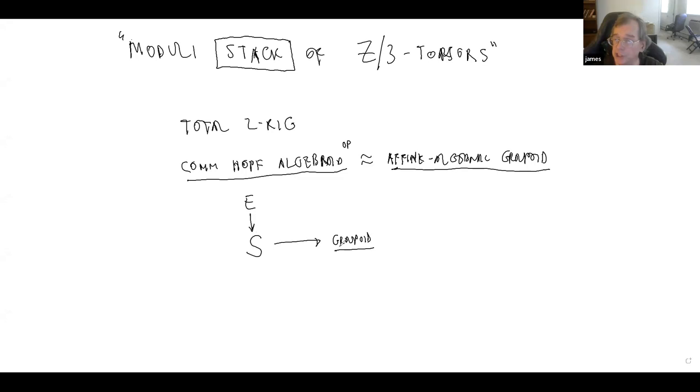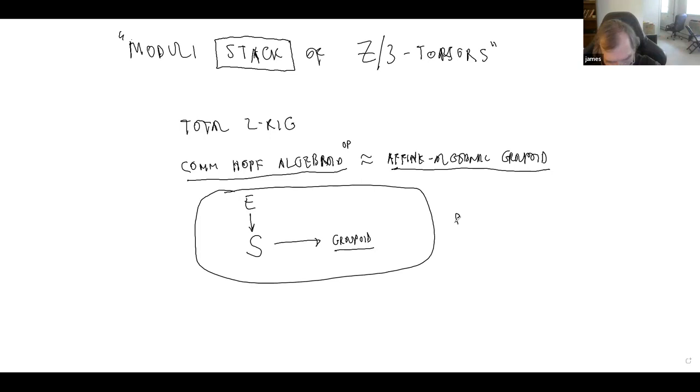But to begin with, you just call this thing a pre-stack. The pre-stack has no interaction with the Grothendieck topology. But then what does it mean for a pre-stack to be a stack? That's where you really get into the interaction with the Grothendieck topology. And so part of the point is that there's this kind of thing, which is perhaps really stacked.